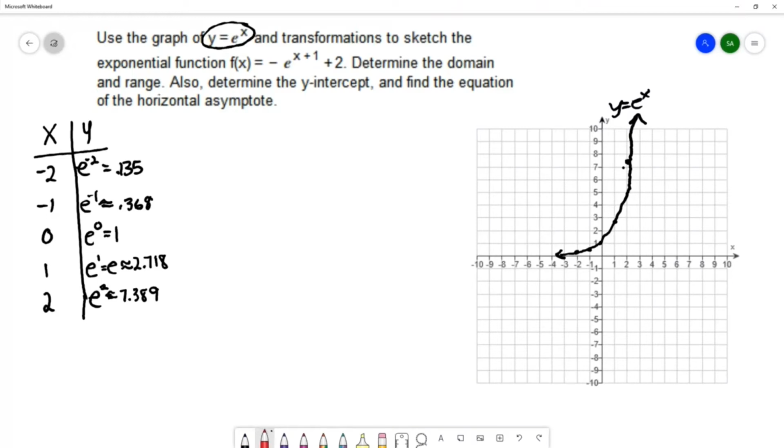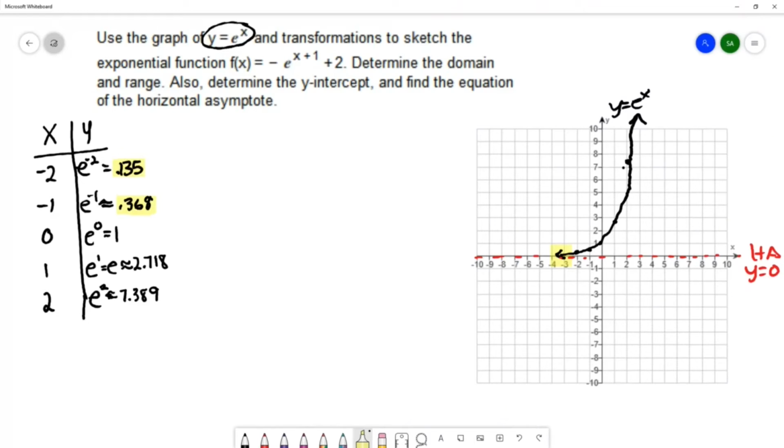It has a horizontal asymptote that is right on top of the x-axis, the equation y equals 0. And that's because this piece of the graph right here will continue to get closer and closer to 0. You can see that these y values are getting closer to 0 without ever reaching it.